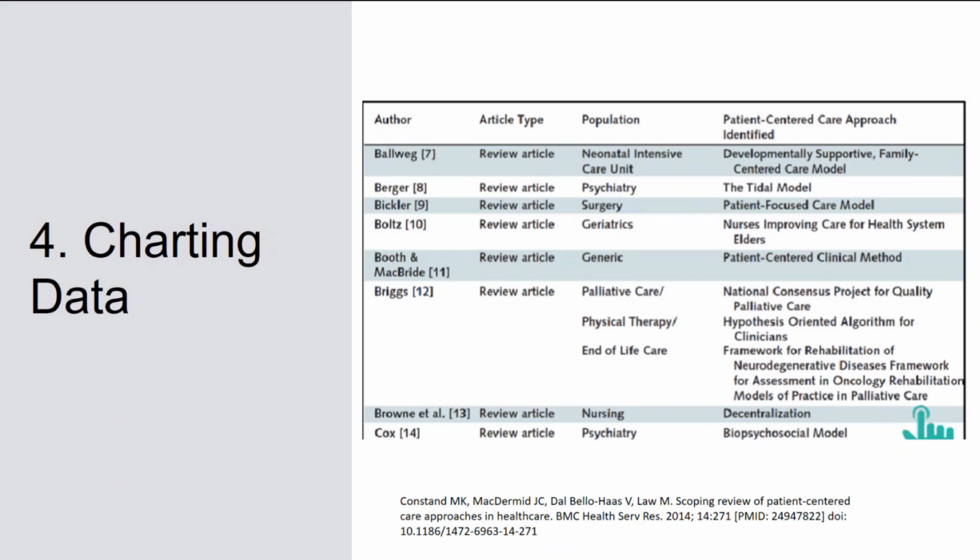According to the JBI Reviewer's Manual, key information to chart for each paper includes author, year of publication, country of origin, that's where the study was published or conducted, the aims and purpose, the study population and sample size if applicable, methodology or methods, intervention type, duration, comparator or outcome measures if applicable, and key findings that relate to the scoping review questions.